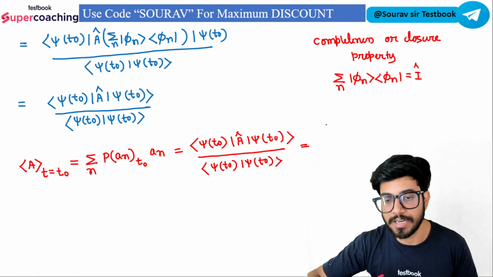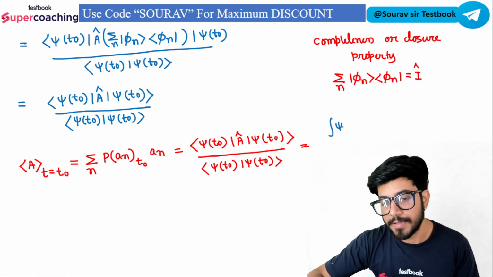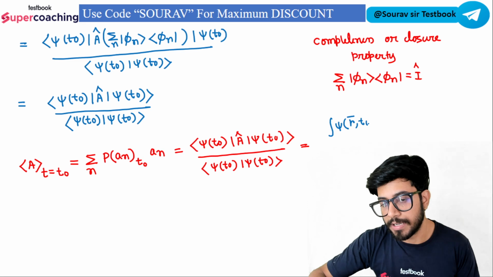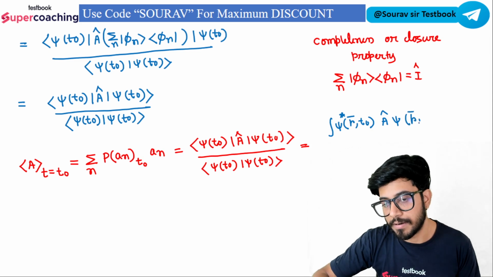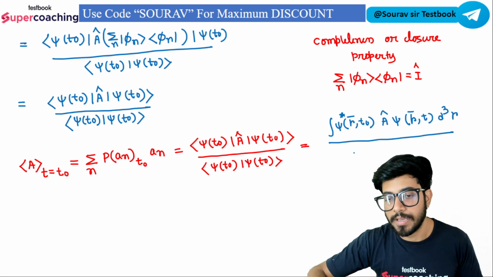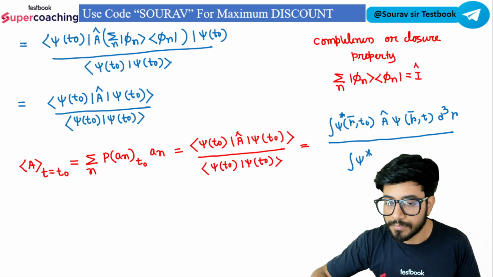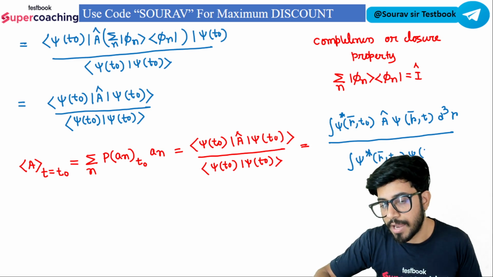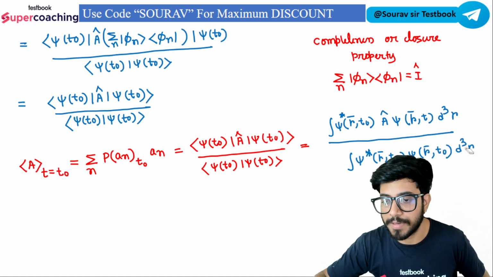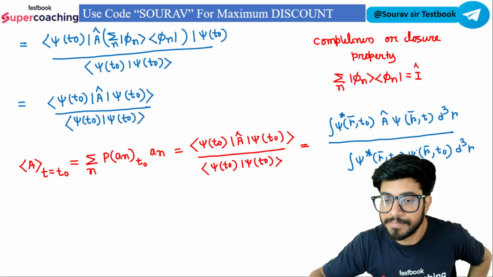And if you want to write it in the wave function notation, then definitely you can write it as the integration of psi star of r vector comma t0, A cap, psi of r vector comma t0, d tau, divided by the integration of psi star of r vector comma t0 psi of r vector comma t0 d tau. So that is how the expectation value is written in the wave function notation.